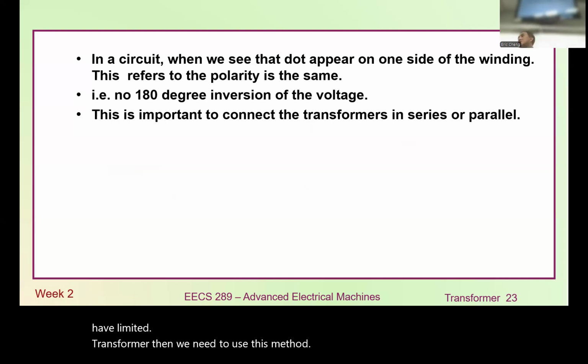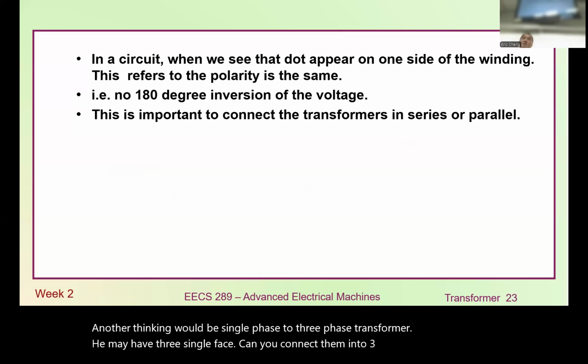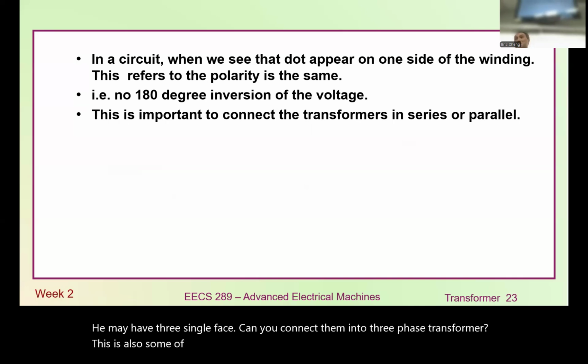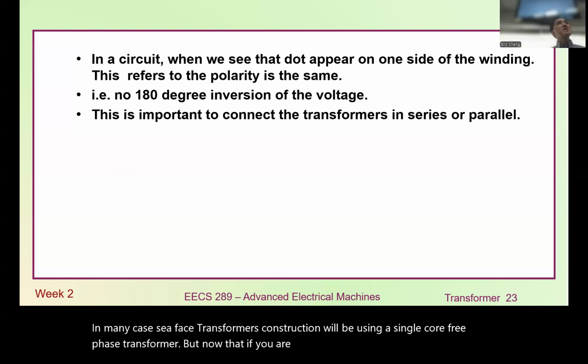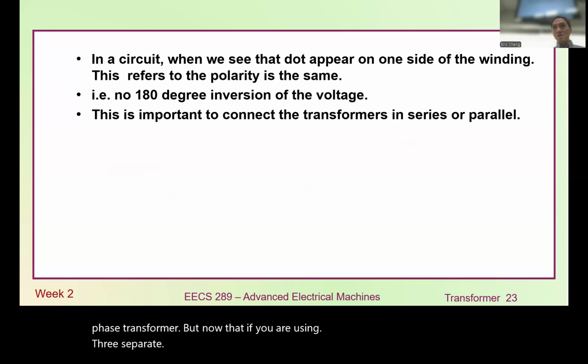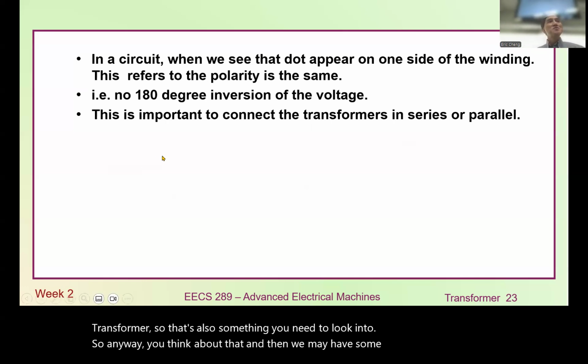Another thing to think about is single phase to 3-phase transformer. If we have 3 single phase transformers, can you connect them into a 3-phase transformer? There's also some phenomena you need to look into. In many cases, 3-phase transformer construction uses a single core 3-phase transformer. But if you are using 3 separate single phase transformers, can you connect them in a way to make a 3-phase transformer? That's also something you need to look into. So anyway, you think about that, and then we may have some assignment to look into this area.